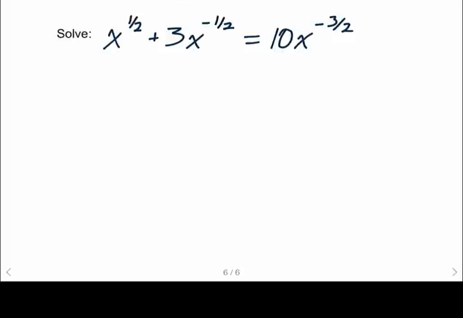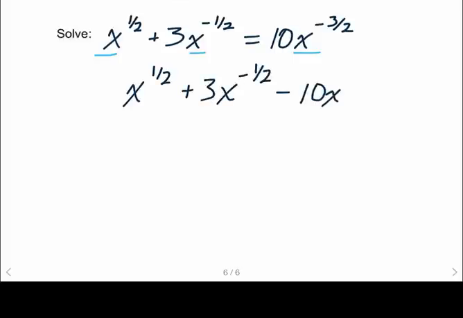For our last example, we have x to the 1/2 plus 3x to the -1/2 is equal to 10x to the -3/2. I again see a common factor. The base is x, and then we've got some exponents running around. There are a couple of different ways we could look at this. In both cases, I suppose we would start out the same way. So I will get everything on the same side. x to the 1/2 plus 3x to the -1/2 minus 10x to the -3/2 is equal to 0.